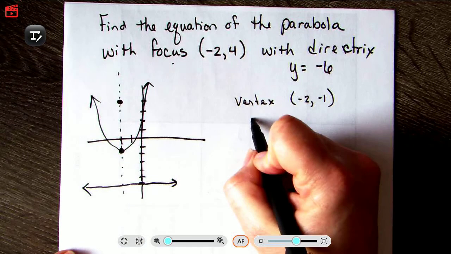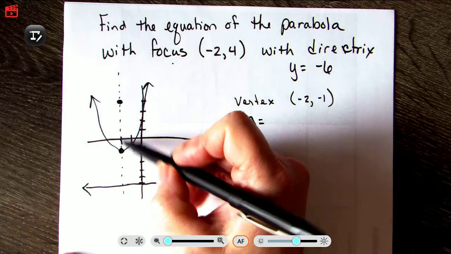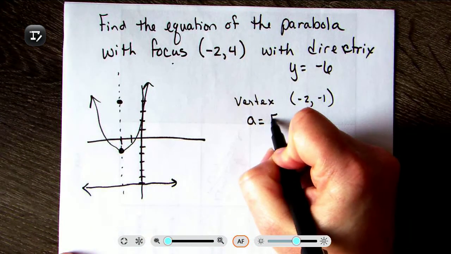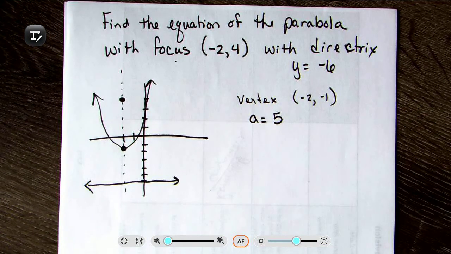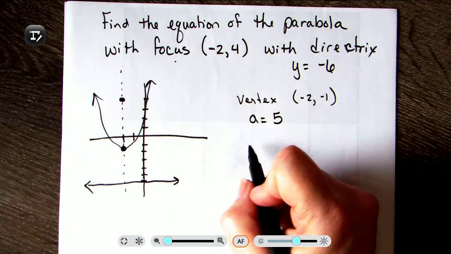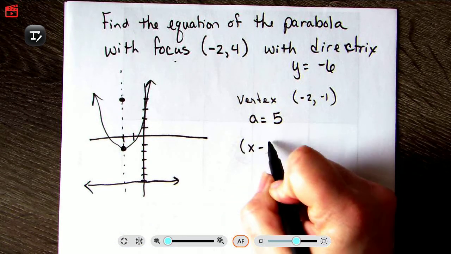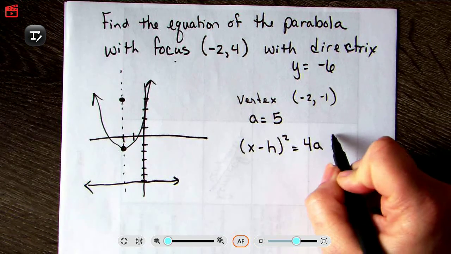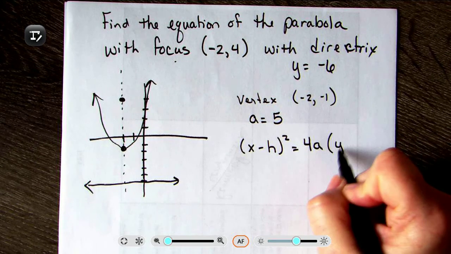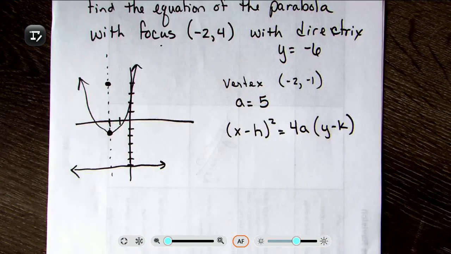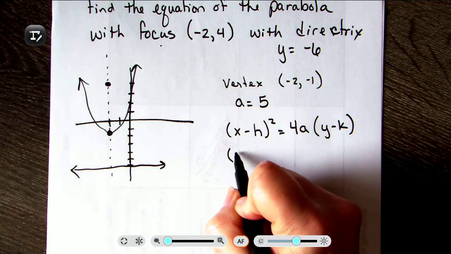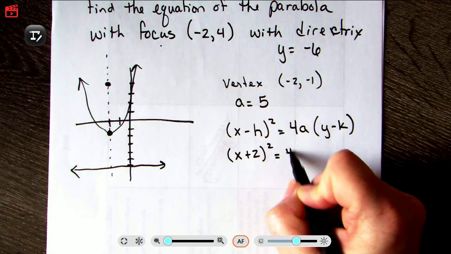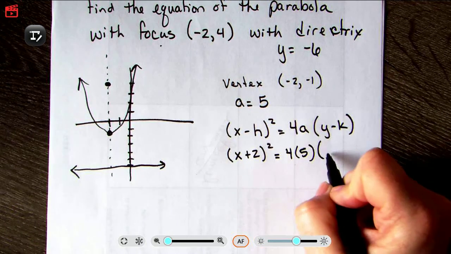Again, a is the distance from that vertex to that point, or from that vertex to that line. So our a was 5, that 10 divided by 2 that we got. This one opens upward, so x is going to be the squared one, and my a is positive. If it was opening downwards, the a would be negative. Now I can substitute all my pieces in. So this would be (x plus 2) squared equals 4 times 5 times (y plus 1).